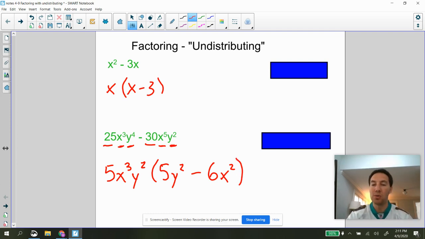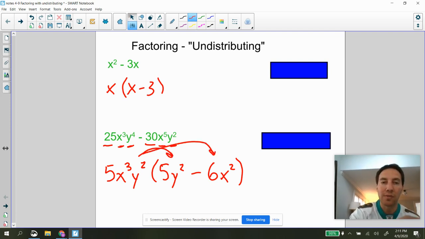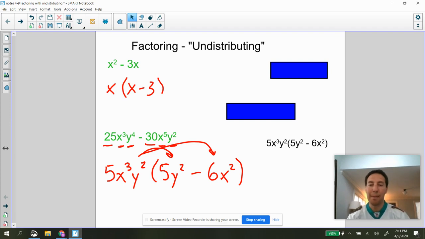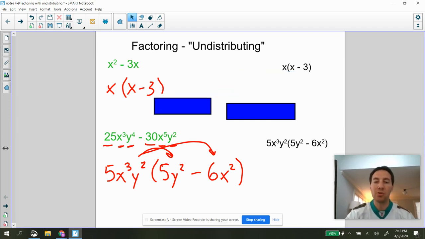If you wanted to check that you were right, you could redistribute this, or I've got a little shortcut for you. We can just remove the answer box. Bam! And did we get this one right? Crushing it. Let's keep it going.